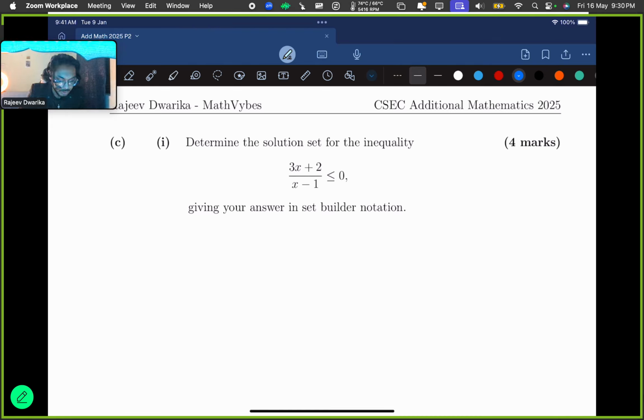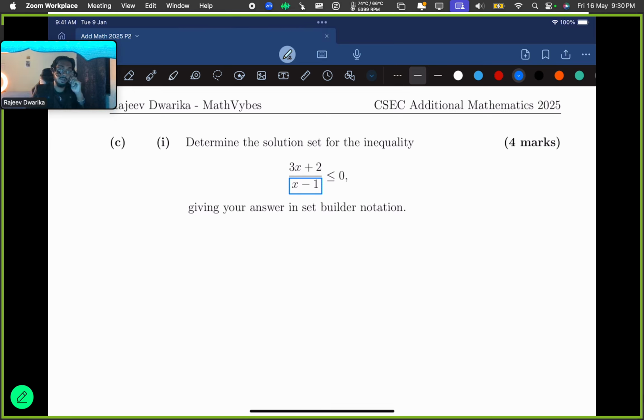Right, determine the solution set for the inequality. Alright, before we do anything, this is a rational inequality. Rational inequality because it's a fraction. Anything that you could represent as a fraction is called rational. Notice you have x minus 1 in the denominator. And you can see that? So what value for x would make this function go crazy?